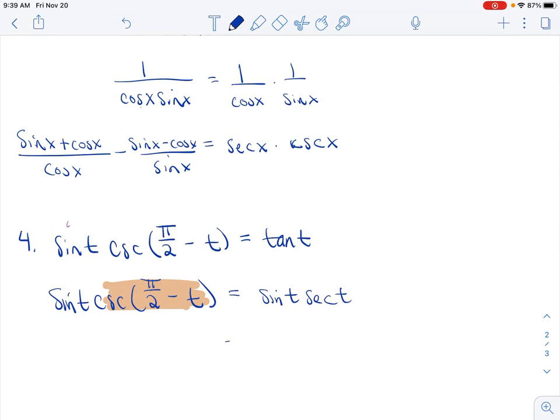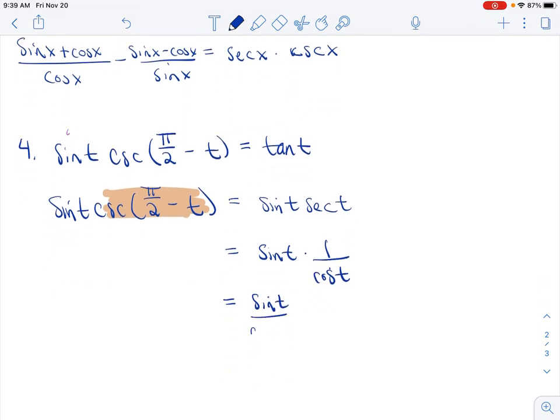And so what I get here then is, well, if I know I want to end up with tangent, maybe I put secant in terms of cosine and sine. So that's 1 over sine. Oh, forgive me. That is not true. It's 1 over cosine. And then we end up getting sine t over cosine t, which is in fact tangent. Again, I'm going to rewrite this.